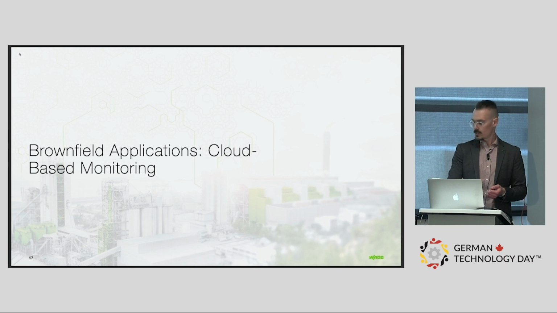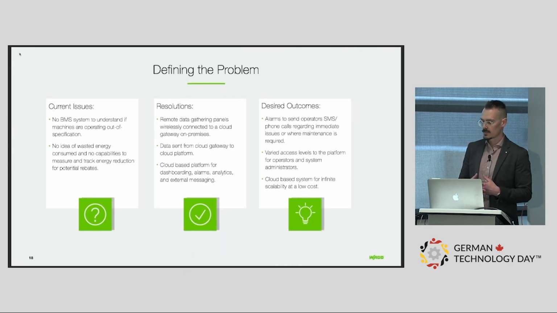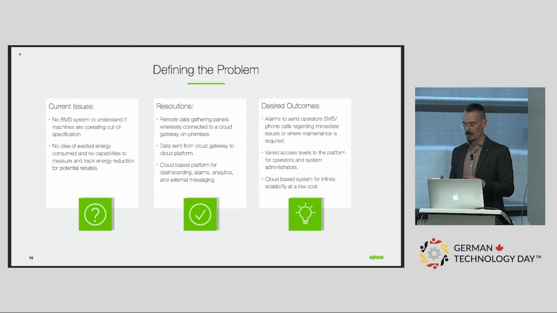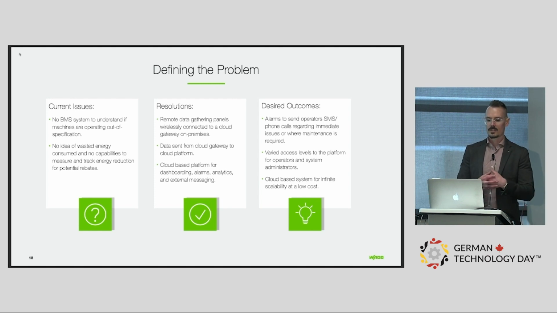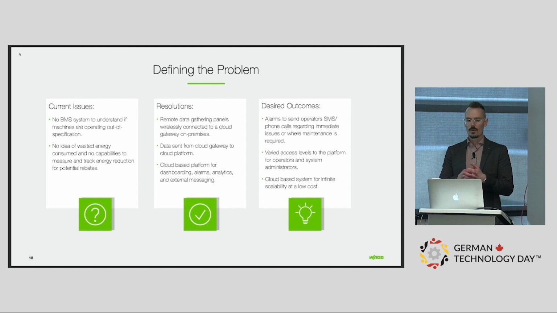So looking at the application, what we're looking at here is a brownfield application, and by brownfield I mean this is where we were basically adding this infrastructure to an existing infrastructure at a manufacturing plant. The customer said, okay, well, we don't have any type of building management system there. We don't know if any of our machines are operating out of specification. Also importantly, we need to know if we're wasting energy, how much energy is consumed, can we reduce the energy that we're using for potential rebates.